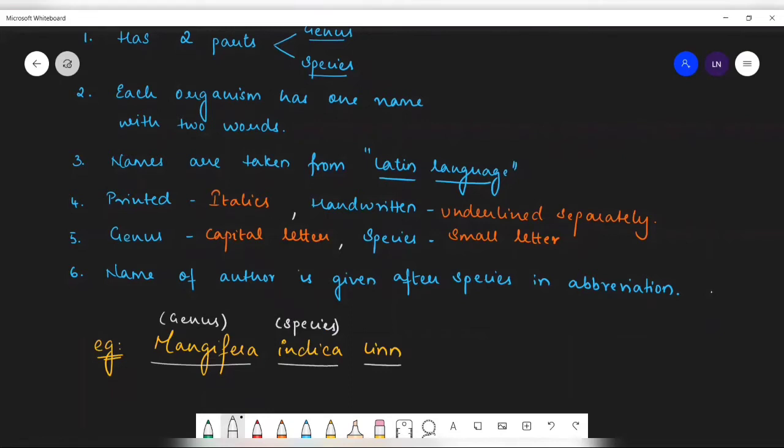One more rule: genus always starts with a capital letter, and species always starts with a small letter. Clear? You can try other examples also. I have used one example, but you can use others like Homo sapiens. You can take many other examples. Clear? Now, coming to the next topic.